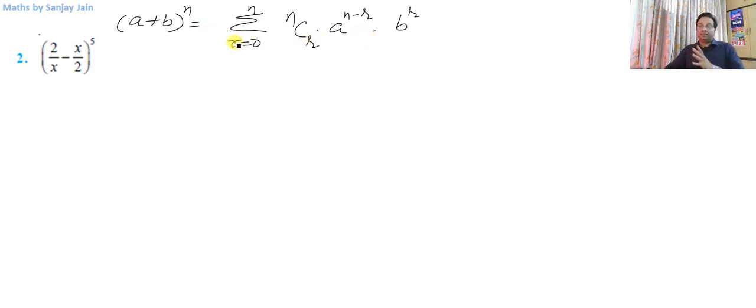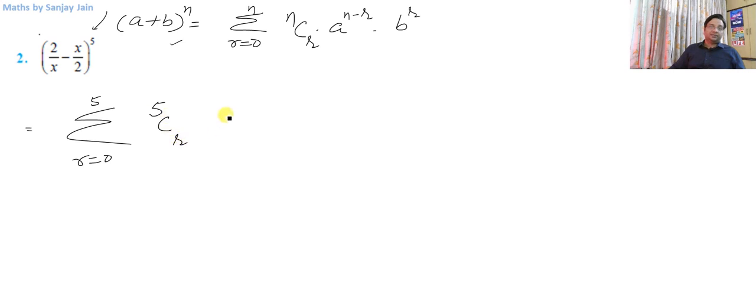We will expand this, right? This is in summation form, we will expand this. So the expansion of this term will be, I'll start, see the power or the n in this formula is 5. Let me write it in sigma form first so that you can memorize this form also. So r goes from 0 to 5, right, because power is 5, and 5Cr a raised to power 5 minus r and b raised to power r.